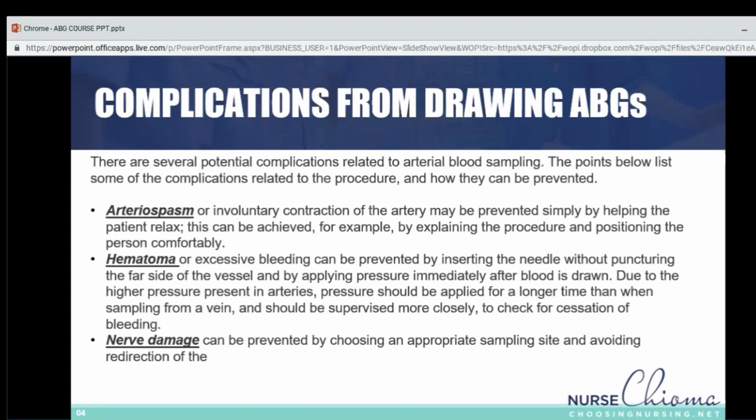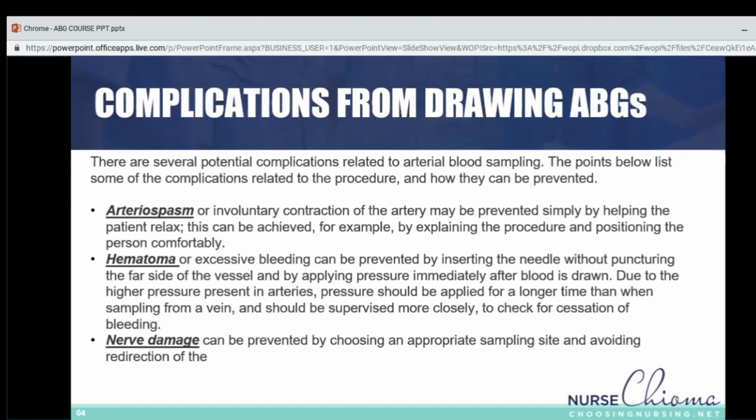Then you have a hematoma. A hematoma, or excessive bleeding, can be prevented by inserting the needle without puncturing the far side of the vessel and by applying pressure immediately after blood is drawn. Due to the higher pressure present in the arteries, the pressure should be applied for a longer time than when sampling from a vein and should be supervised more closely to check for signs of bleeding. All right, so that's a hematoma.